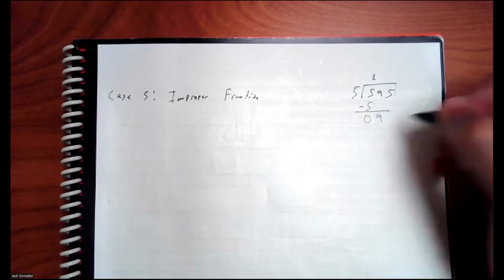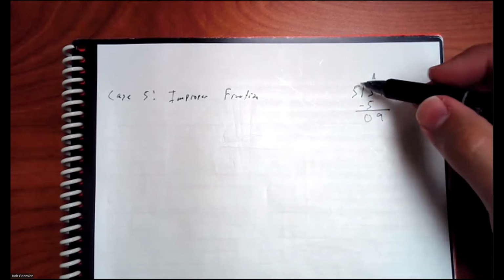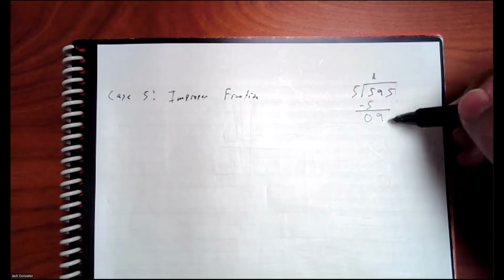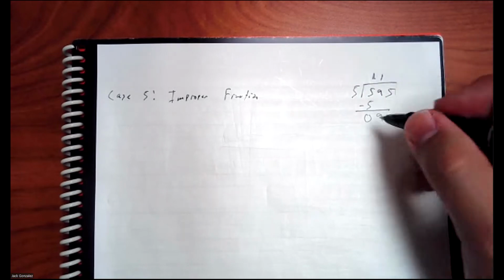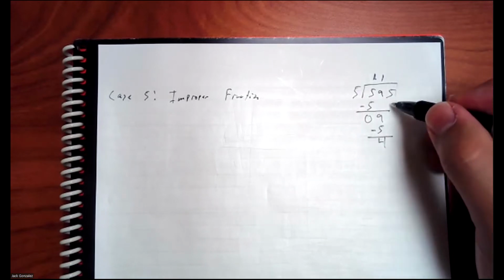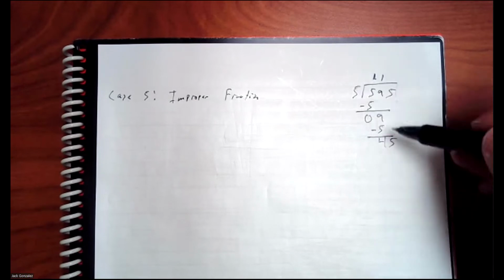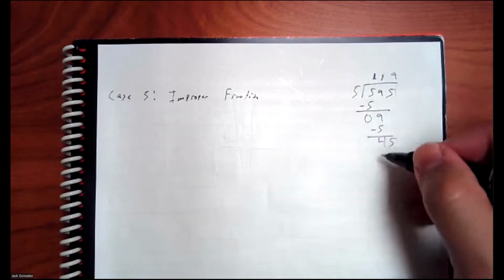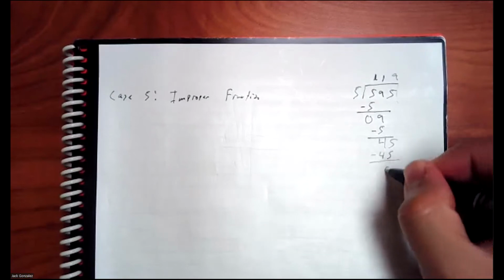Bring down the 9. Then you start over. The pattern begins again. 5 goes into 9. 1 time. 1 times 5. You get a 4. And then 5 doesn't go into 4, so you bring down another number. 5 goes into 45 9 times. 9 times 5 is 45. 0 remainder. So this pattern is what you need to remember. Okay.